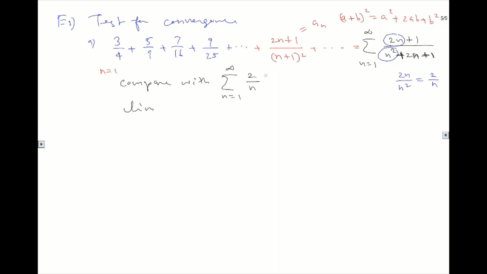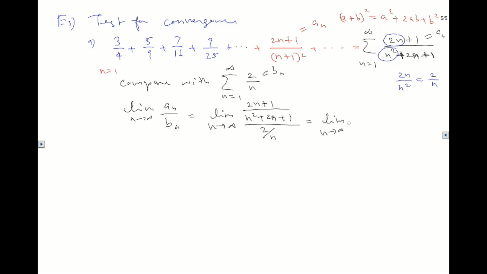So I'm going to call this bn, and this is an. The limit as n goes to infinity of an over bn is automatically 1, but I'm just going to write it. Limit as n goes to infinity, here we have 2n plus 1 over 2 over n.